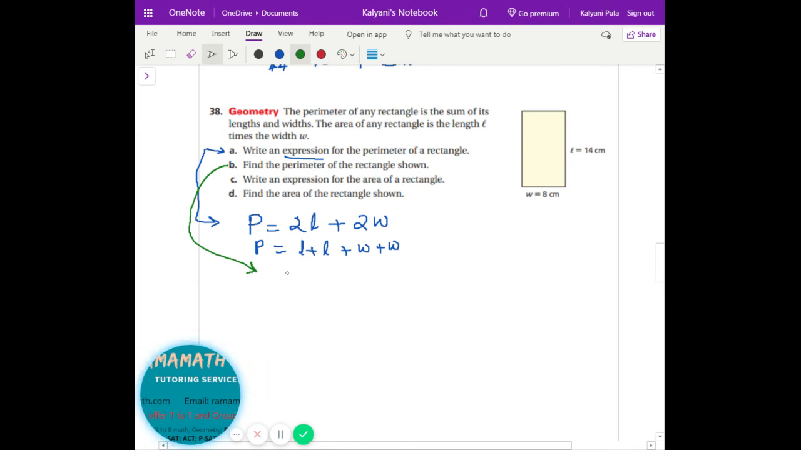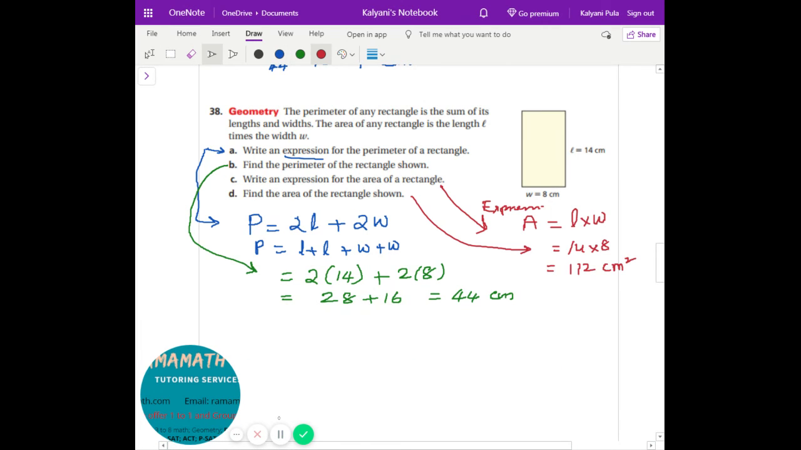That means now you put the values in there. 2 times the length, which is 14, plus 2 times the width, which is 8. Now go ahead and tell me what is 2 times 14? 28. Plus 16, which is 44. 44 centimeters. Always put the units, it's really important, okay? So that's the first two. Similarly, go ahead and try C and D, okay? Always put units for the area. Any time you write geometry, you always have to write the units.